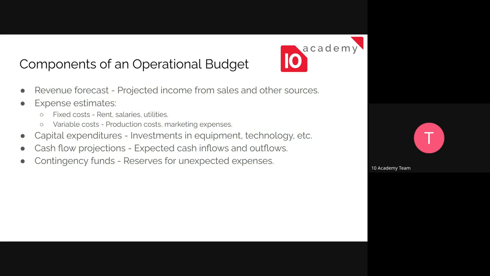Contingency fund is just a reserve for unexpected expenses. This is a small portion of your budget that you include, because if there are some unexpected expenses that you need to cover, you use that. It's basically 5% of the budget, and we will see that. That's basically it.